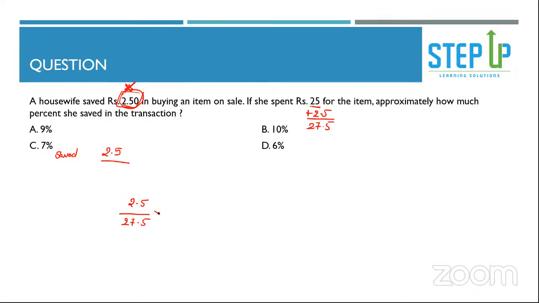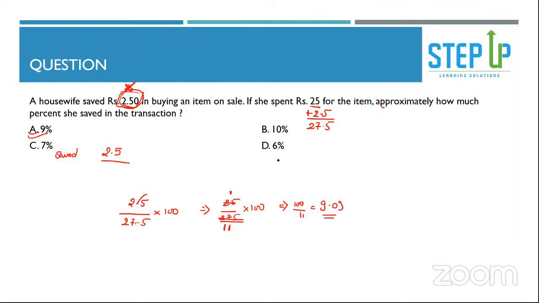Okay, multiply by 100. That's your answer. So 25 by 275 into 100. Let's cancel it. 25 1. The answer will be less than 10%. Let's check. 25 1, 25 11. 100 by 11 is 9.09. So approximately, your answer is 9%.